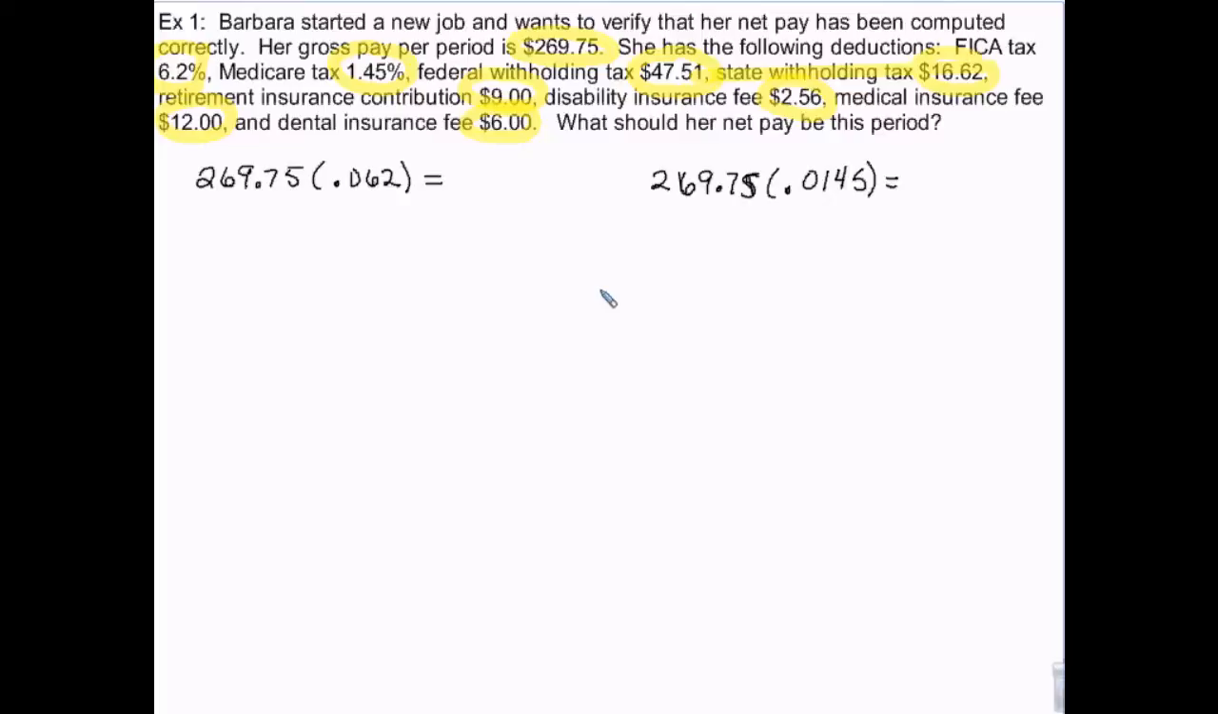So we'll do 269.75 times 0.062, which is 16.72. And then 269.75 times 0.0145, and that's going to be 3.91.